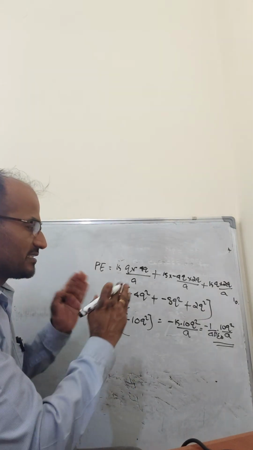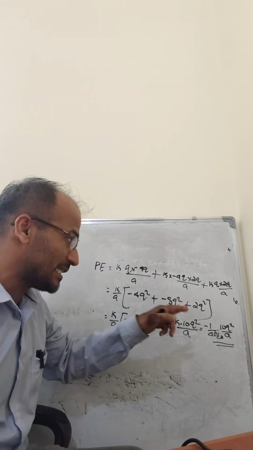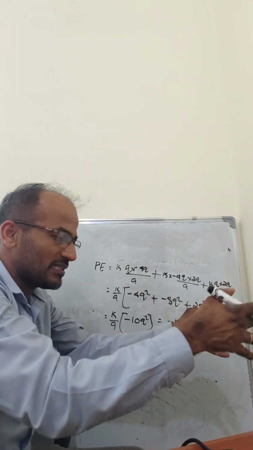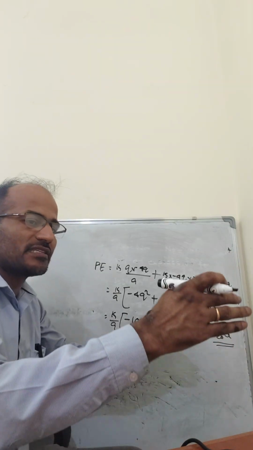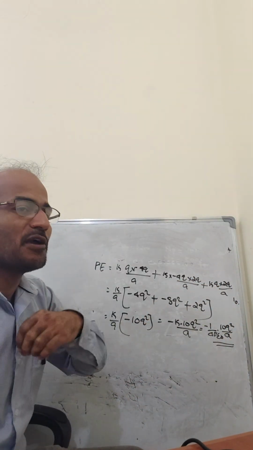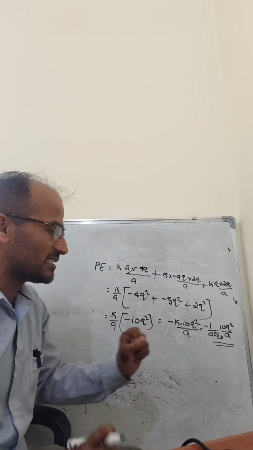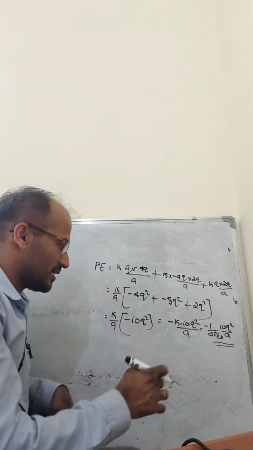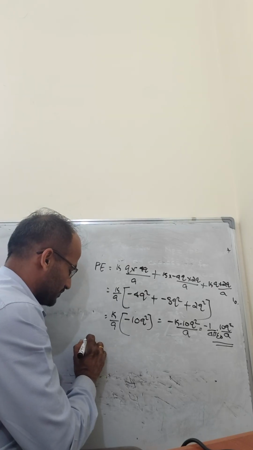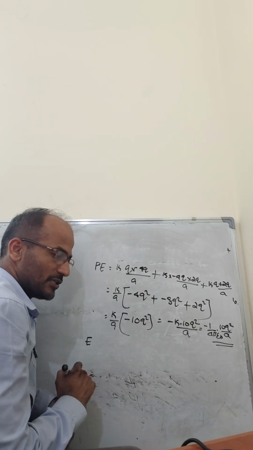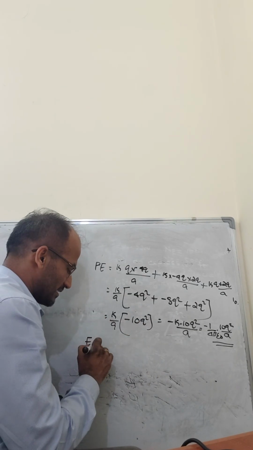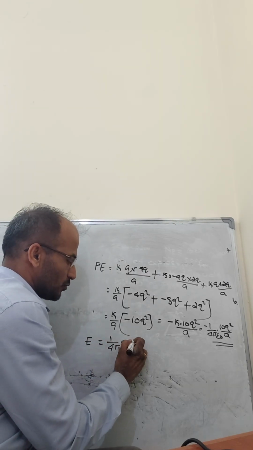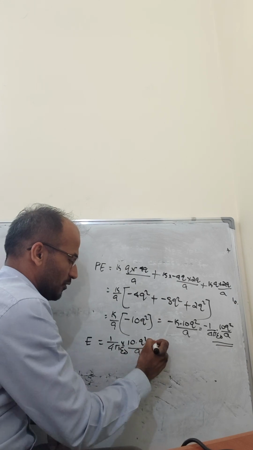So to dissociate the system, how much energy is to be given? It's the positive value. If this much negative energy is required to make the system, then to dissociate the system we need to give this much energy positively. When you give this much energy positively to the system, what happens? All the charges will go to infinity. So the energy required for dissociating the system is plus 1 by 4 pi epsilon 0 into 10Q square by A.